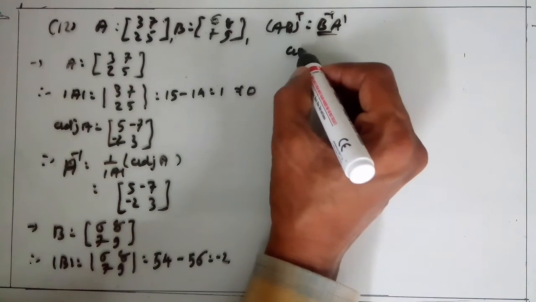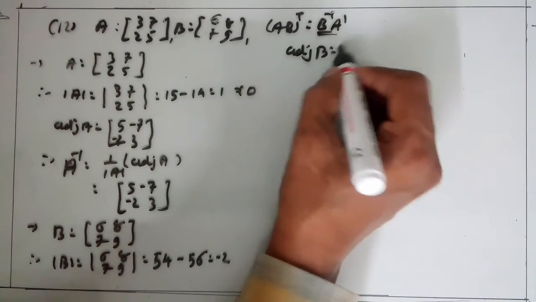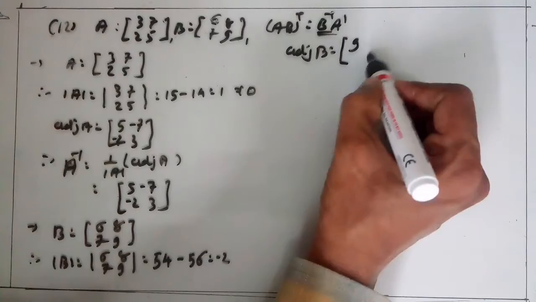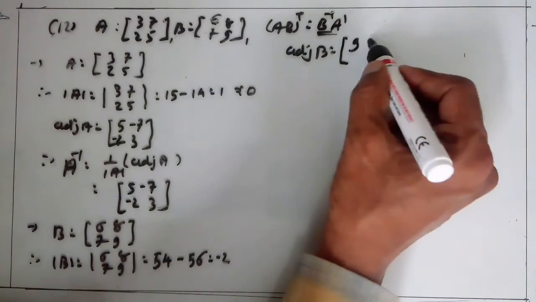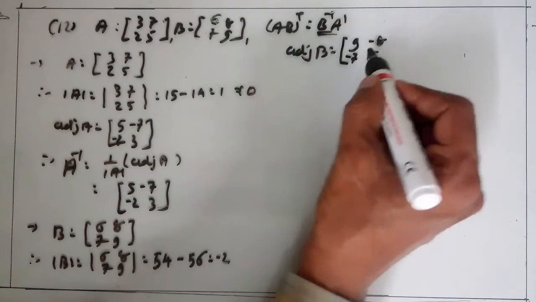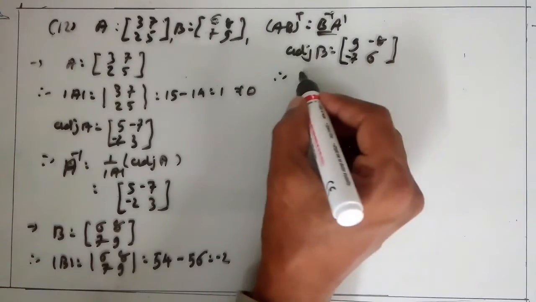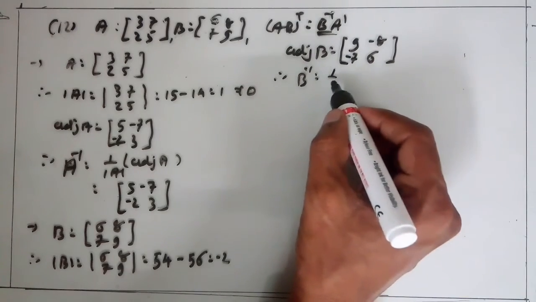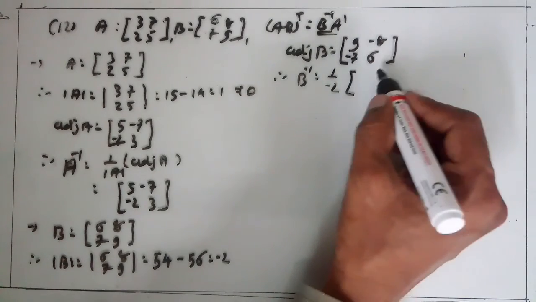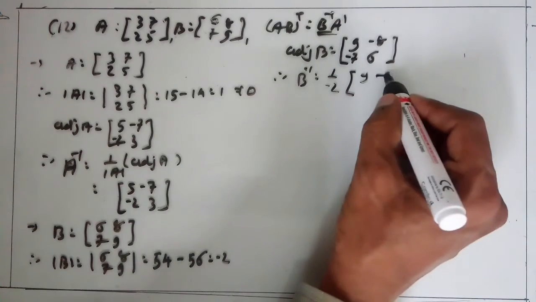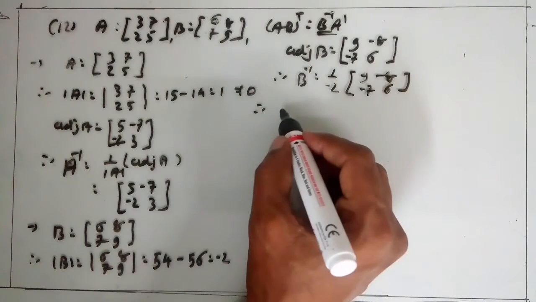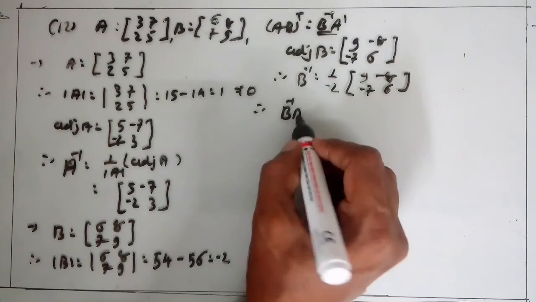And the adjoint of B is equal to the matrix from this: 9, 6, change the sign of these, minus 8 and minus 7. Clear? Therefore, B inverse is equal to 1 upon determinant of B, which is minus 2, into the adjoint of B, which is 9, minus 8, minus 7, 6. Clear? Therefore, find B inverse into A inverse.